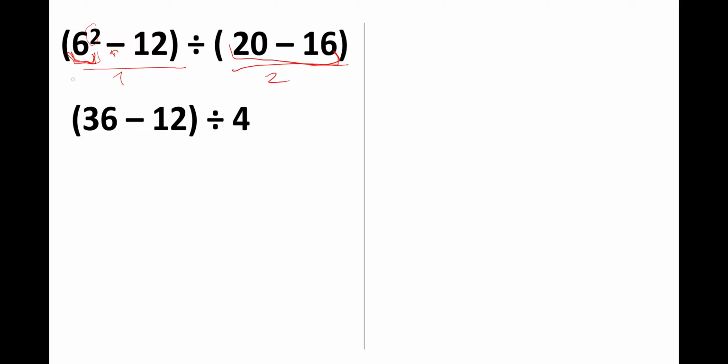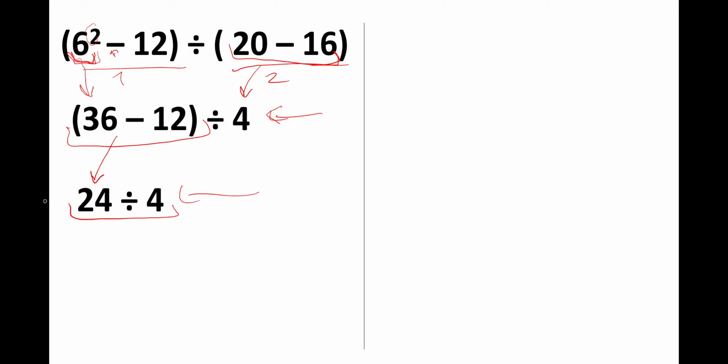So I'll start by finding the answer of 6 squared, that's a 36, because 6 squared is 6 times 6. Drop the minus and the 12, drop the divide, and the answer for 20 minus 16 is a 4. In this step over here, according to PEMDAS parenthesis, so subtract 12 from 36, which is going to be a 24, drop down the divide and the 4. In this step over here, I have one operation only, which is dividing 24 by 4, that's a 6.